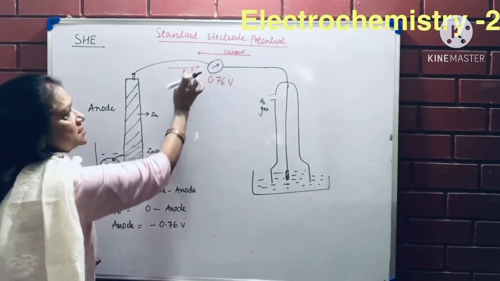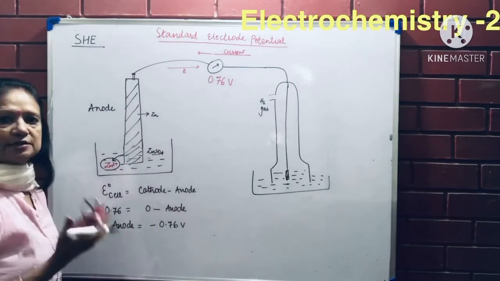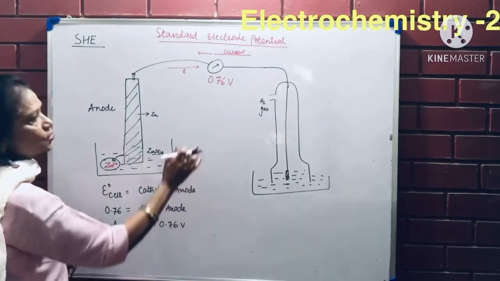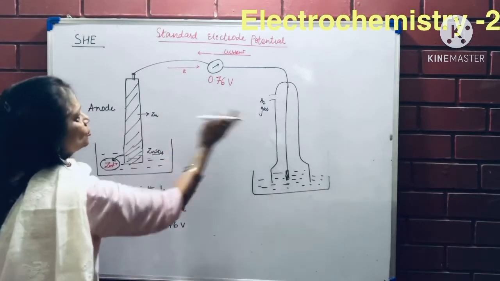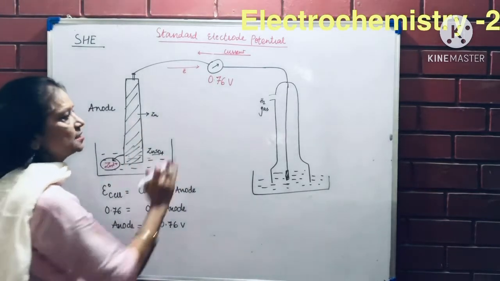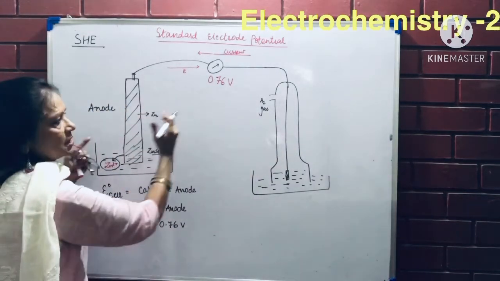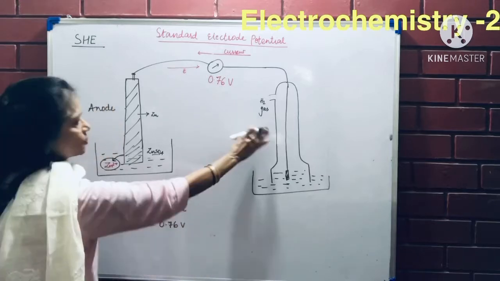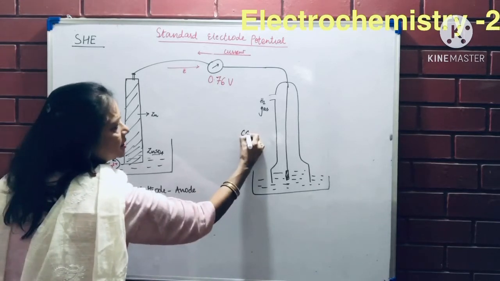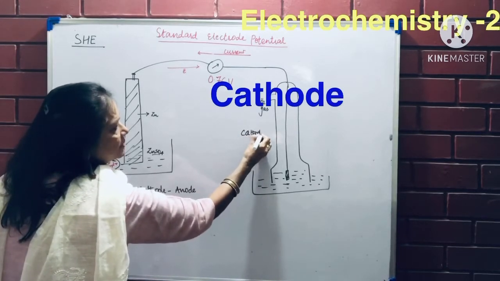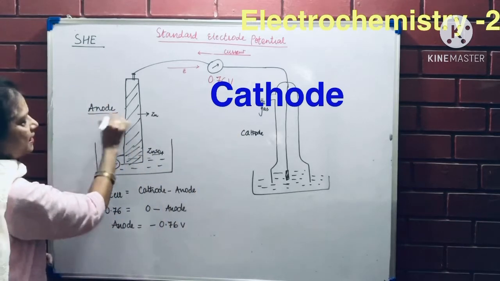This tells us which side is the cathode and which side is the anode. So always, current moves from the cathode to the anode. That's why I've now made it on the right-hand side. I told you the anode is always on the left, the cathode on the right. So now the hydrogen electrode is behaving like a cathode and the zinc rod is behaving like an anode.